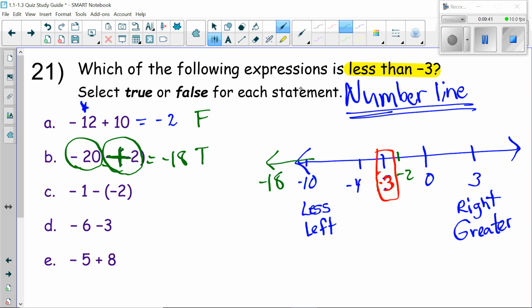So this one is actually a true statement because it's less than -3. All right, I've got those double negatives again, so let's make a plus sign. -1 plus 2 is a +1. +1 is over here, so it's on the right. It is greater, so this is true.